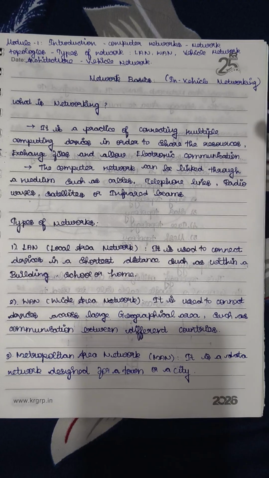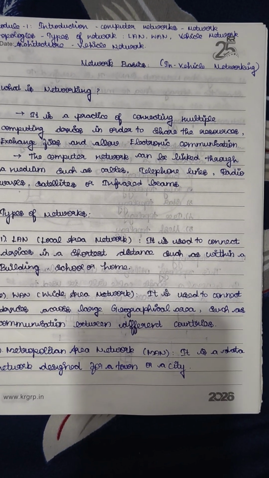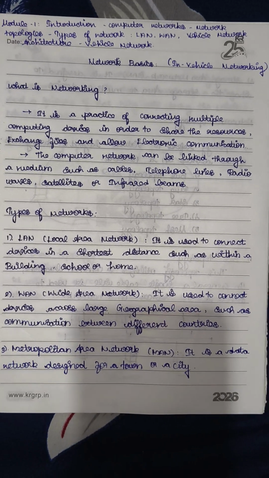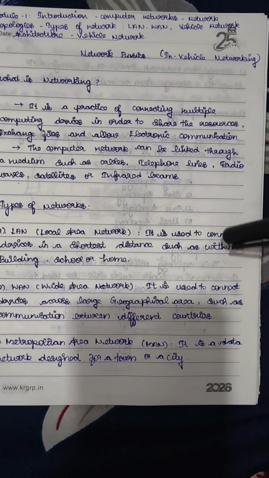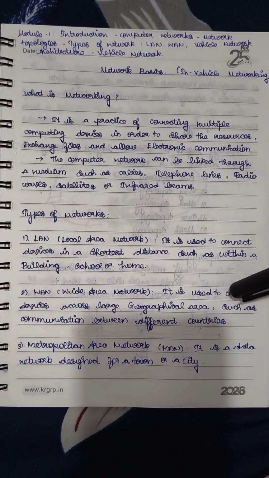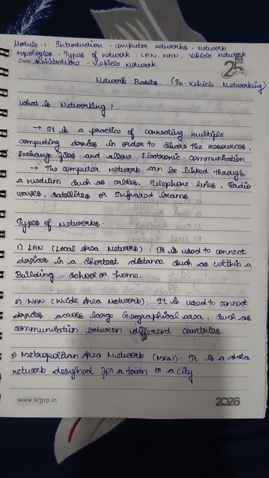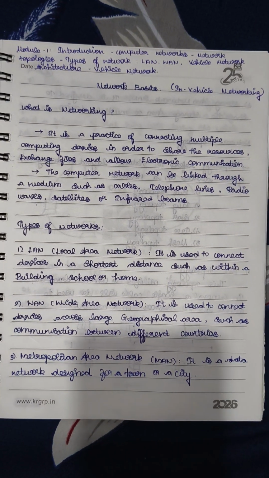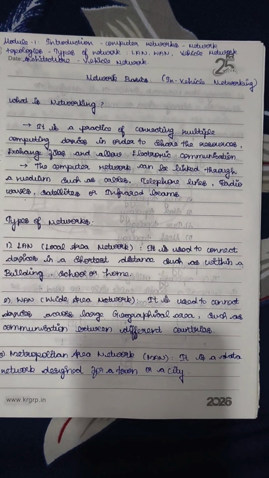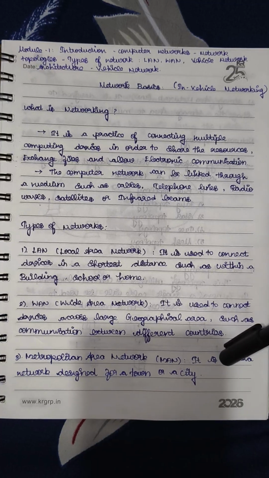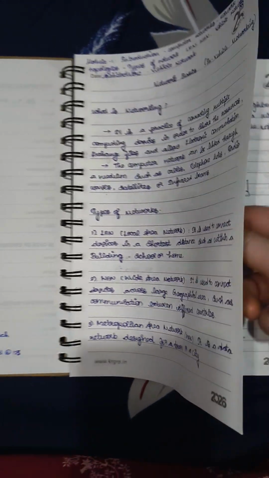Next comes the wide area network, that is WAN. WAN is mainly used for sharing information across countries. From one country to another country, if you need to share information, we will use the WAN type of network. It is used to connect devices across large geographical areas, such as communication between different countries. And next comes the metropolitan area network. For sharing information within a city or town, we will be using metropolitan area networks. It is a data network designed for a town or a city.